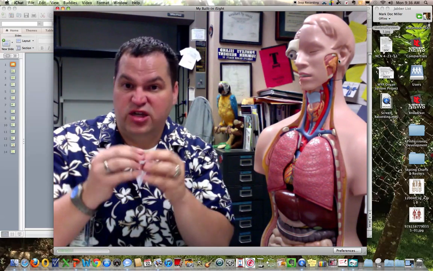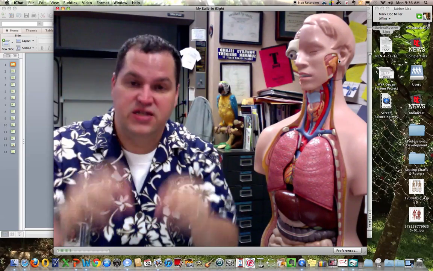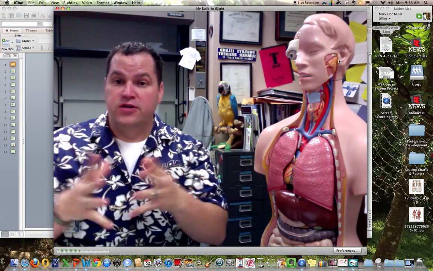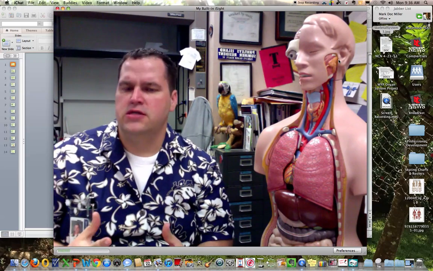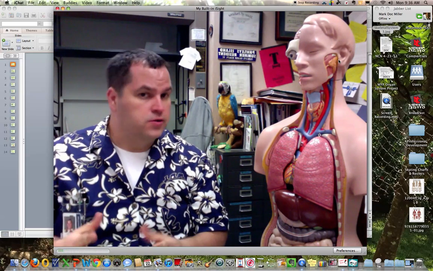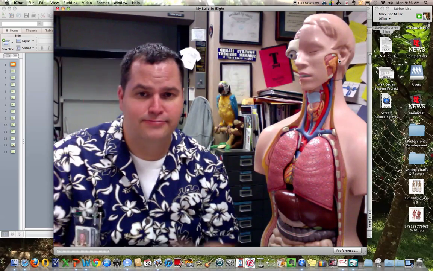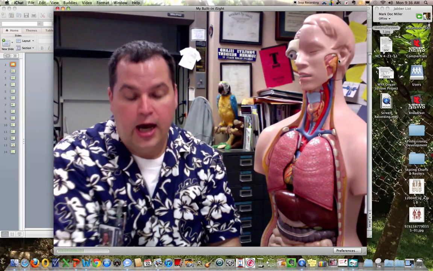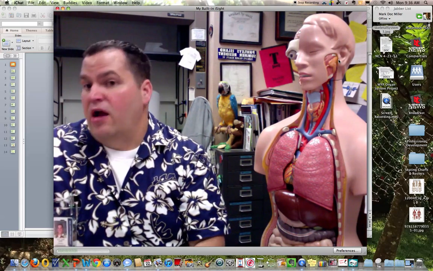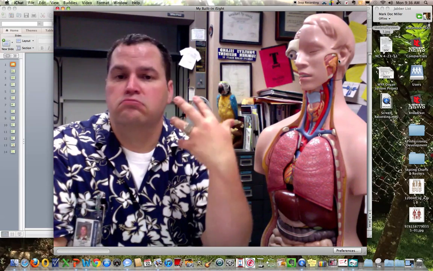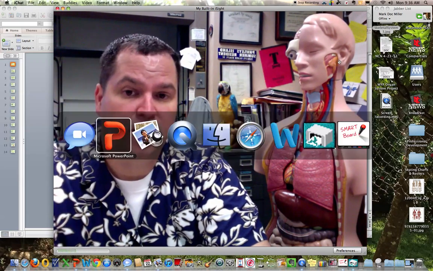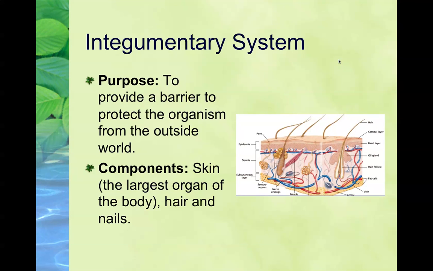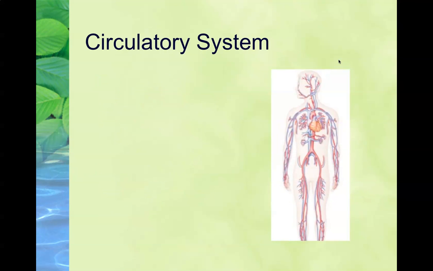Nails can actually protect us. We can use them as defense mechanisms, horns, right? So these are all things that are part of our external defenses from the outside world. And the world's a pretty hairy place, no pun intended. So hair, nose, or skin, horns, nails, they're all part of the integumentary system, and they have a pretty important job.